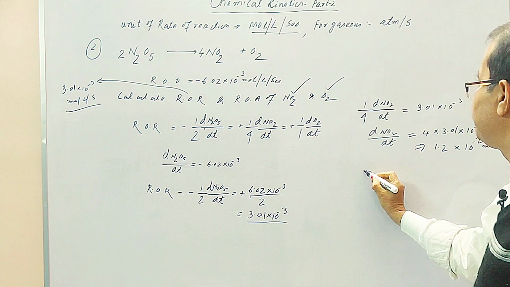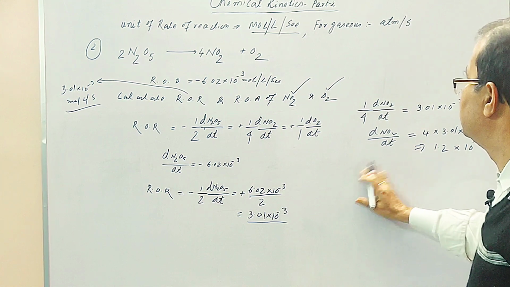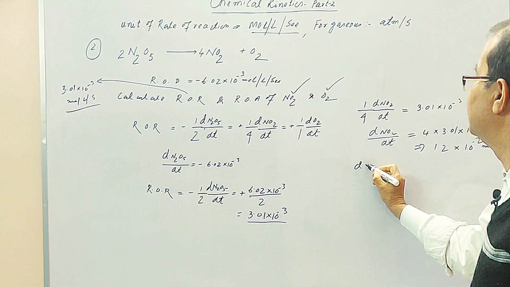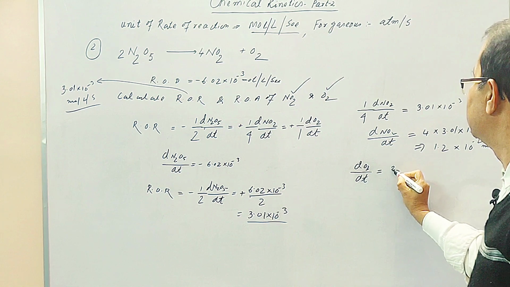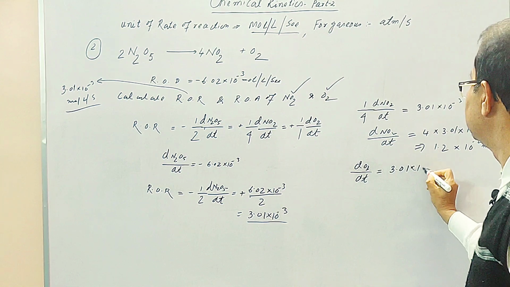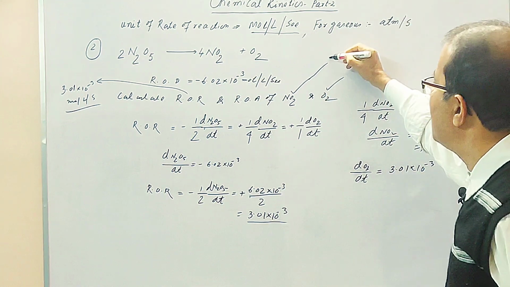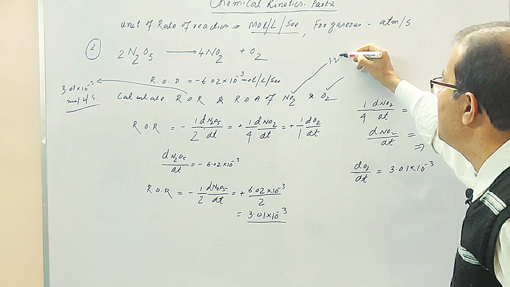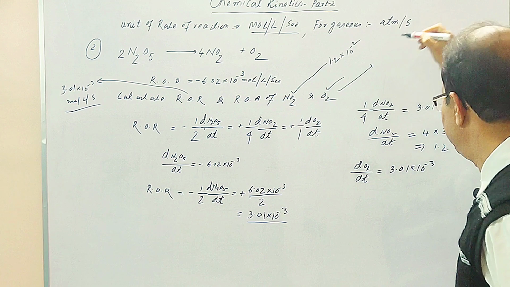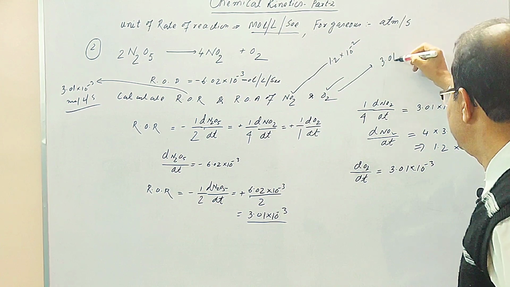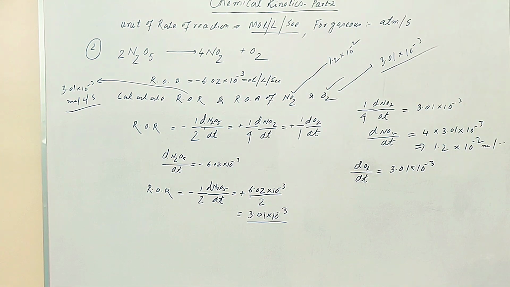Similarly, in case of the other one, we get 1.2 into 10 to the power minus 2, and one is 3 into minus 3. Okay, I think it is clear.